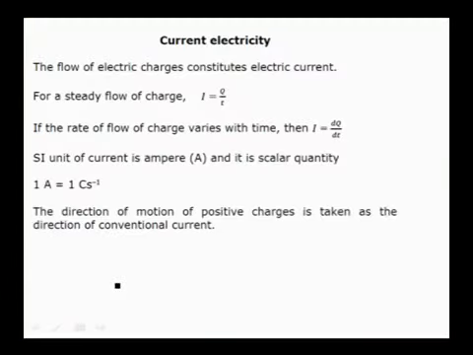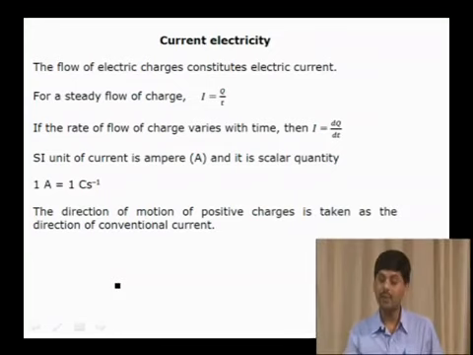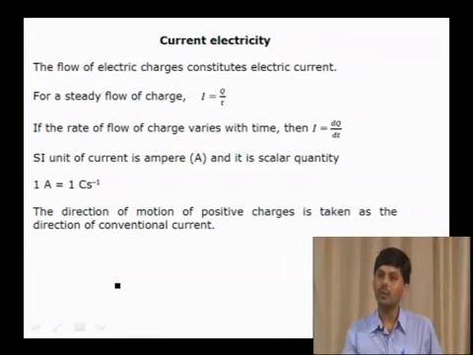In this class, we are going to discuss the synopsis followed by the NEET CET questions on the current electricity topic. So, first begin with the synopsis of electric current. Electric current: flow of charges constitutes electric current. For steady flow of charges, I is equal to Q by t.